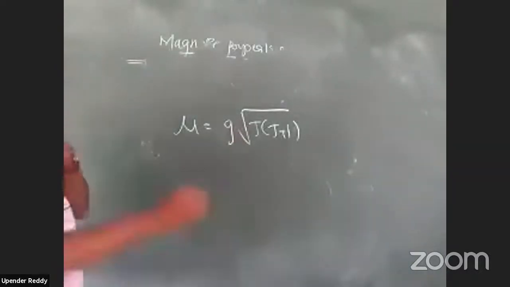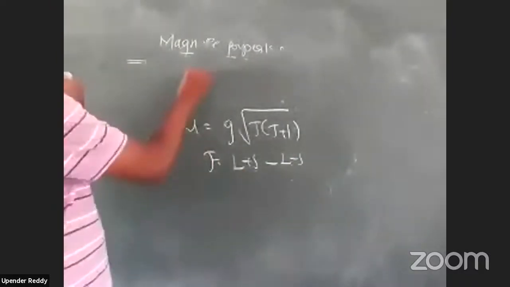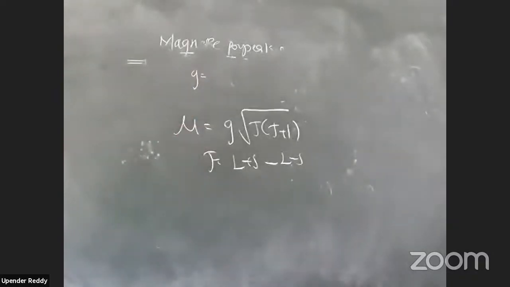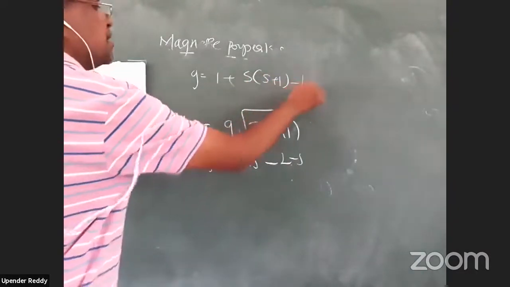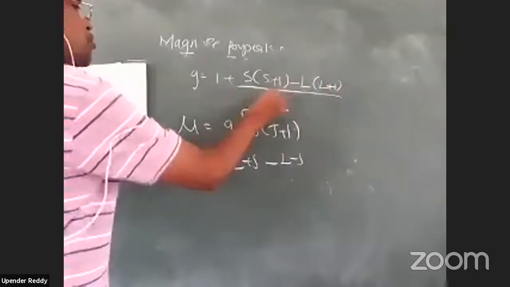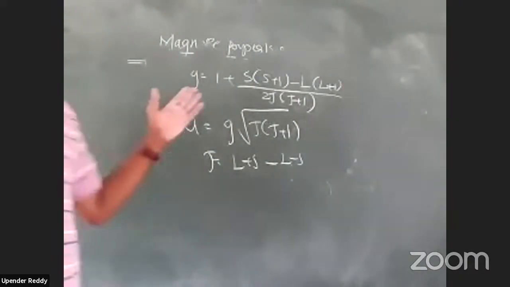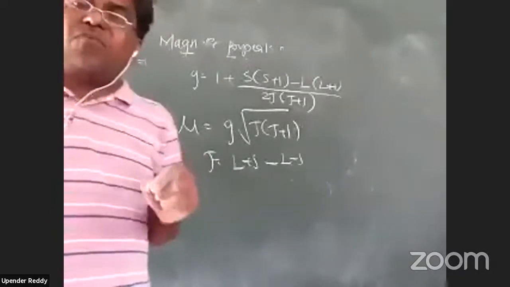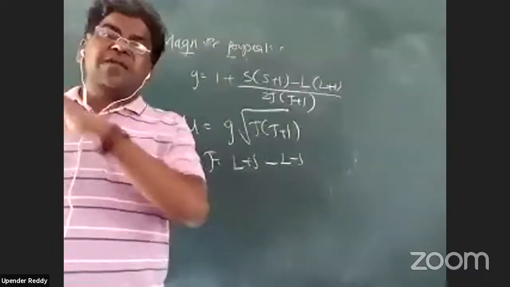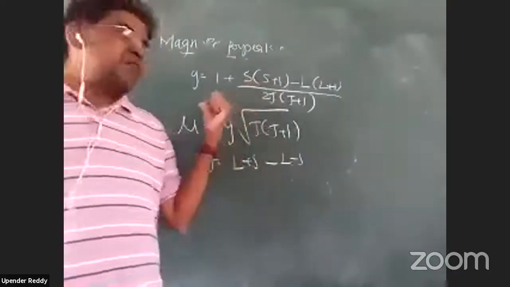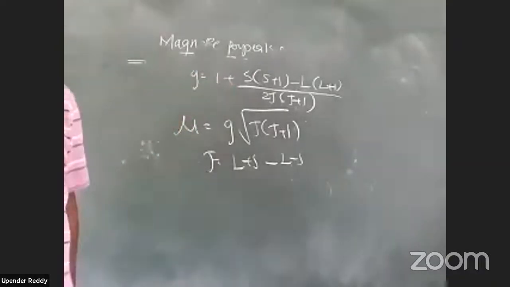J is equal to L plus S, to L minus S. It is one other formula. G is equal to 1 plus S into S plus 1 minus L into L plus 1 divided by 2J into J plus 1. That is not required, but for understanding. It is a very cumbersome calculation, more exercise is required to calculate the magnetic moment of d block elements other than the 3d series, and lanthanides and actinides. This is the formula for g. J is called the rotational constant. G is called the gyromagnetic ratio. It is a different matter. We will discuss it in spectroscopy, not here.